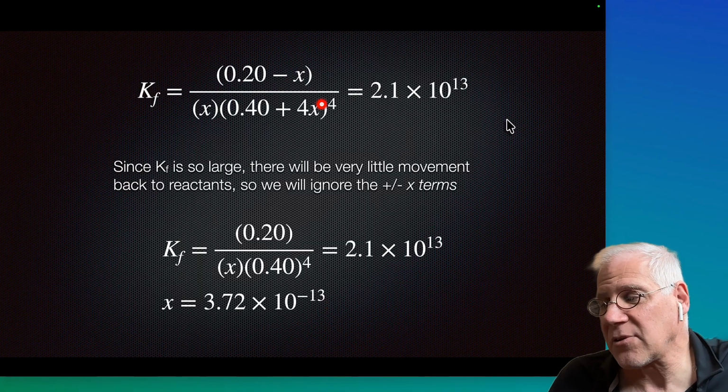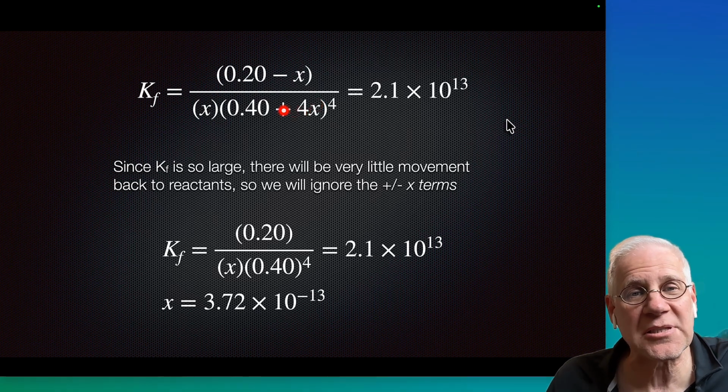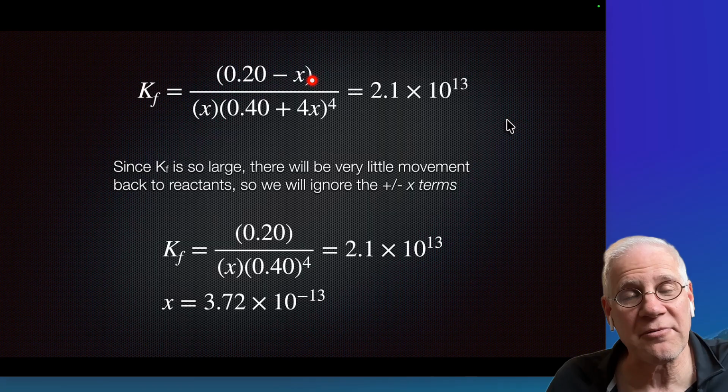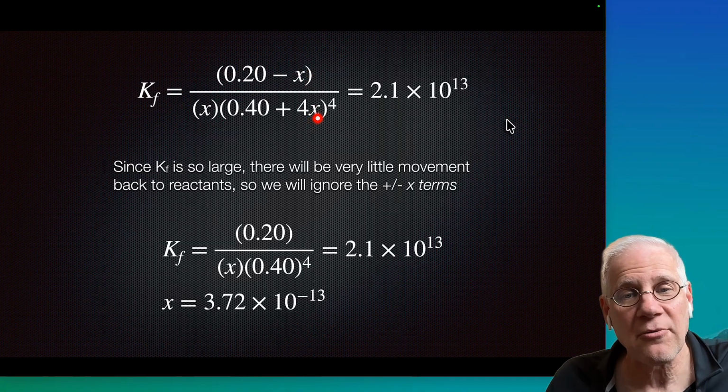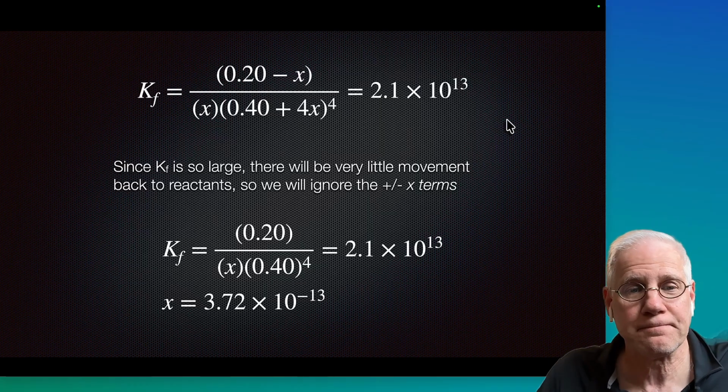We can see that even if we multiplied by 4, it's still significantly less than 0.4, and it's certainly much less than 0.2 as well. So we were validated in ignoring these x's here. It would not have changed the outcome for that value of x.